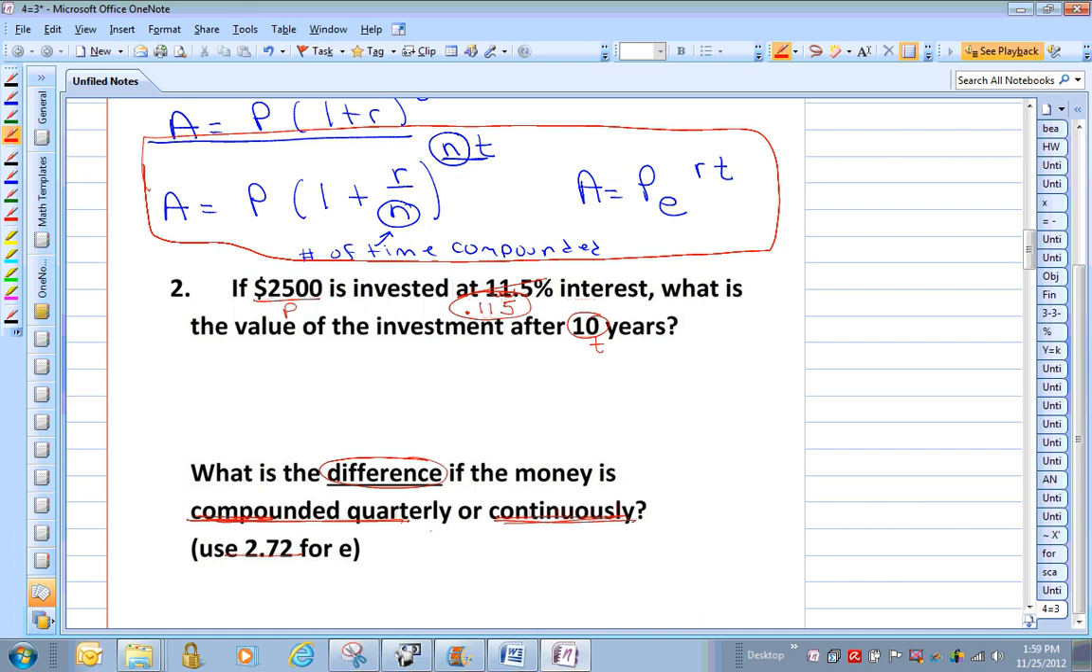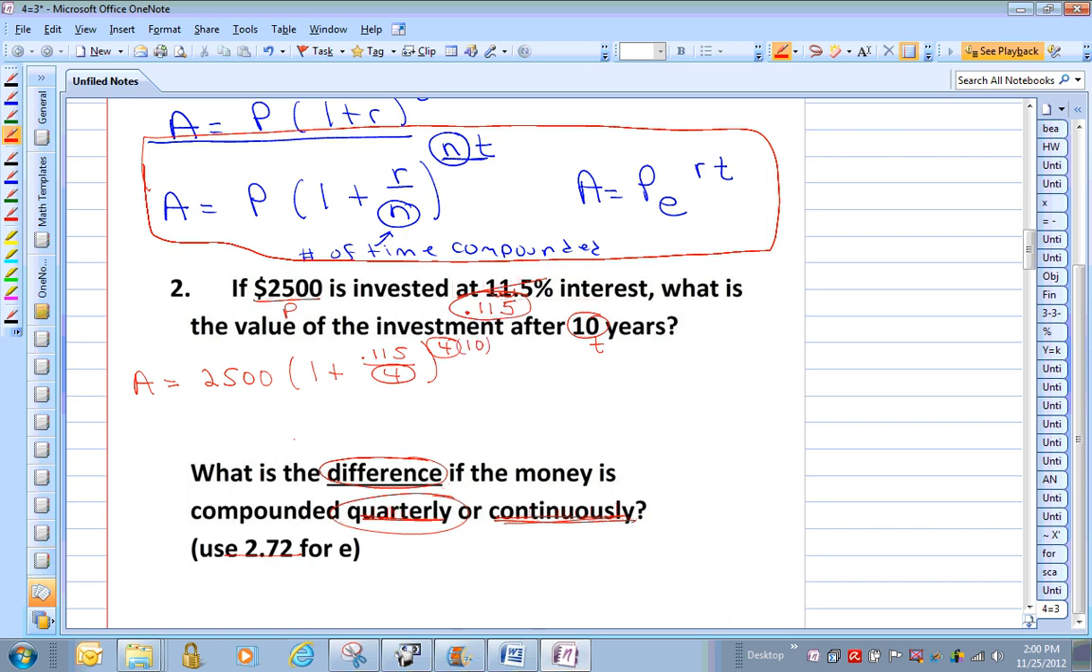All right, so let's go ahead and substitute into the first equation. So we have A equals our principal amount of $2,500 times 1 plus our rate, which we have as a decimal, 0.115. And if we're going to compound it quarterly, this would be 4. Remember, if this was monthly, it would be 12. If it were daily, it would be 365, etc. And remember, this number and this number should be the same, and it's raised to 10 years, so times 10.